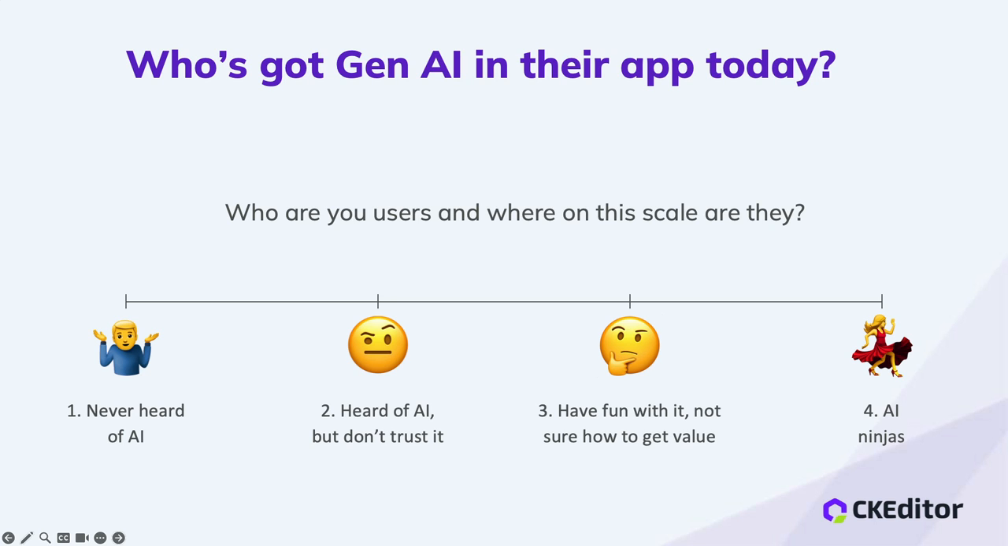Then we have some of your users who must have heard of AI but don't trust it yet because they don't know what it's generating, and that's completely fair. And then we have a lot of folks who've never heard of AI. But you still want to cater to those users because they might end up using the AI assistant more than your AI ninjas. So that's the spectrum. You're going to see this chart repeated in my presentation, so just be aware of that. And I've got some cool emojis just to keep the presentation a little bit fun.